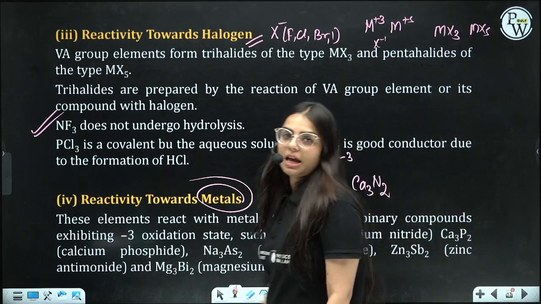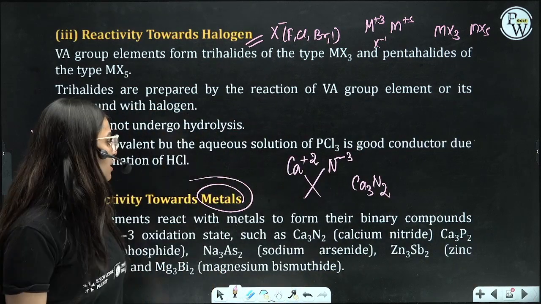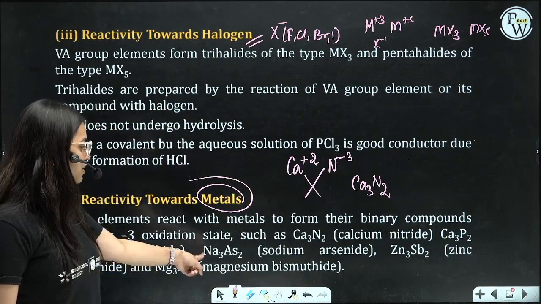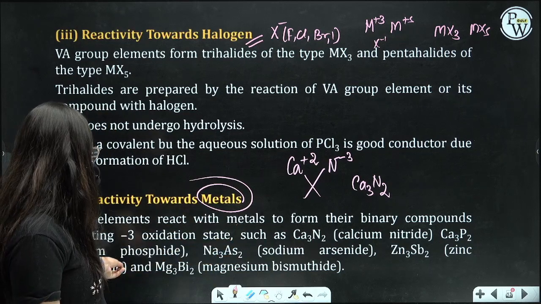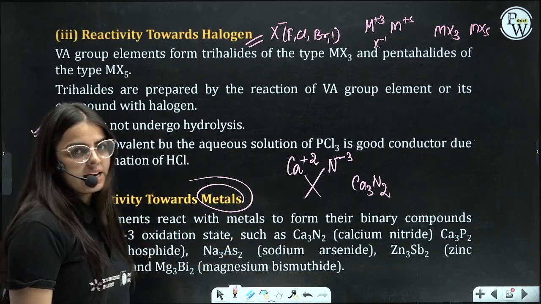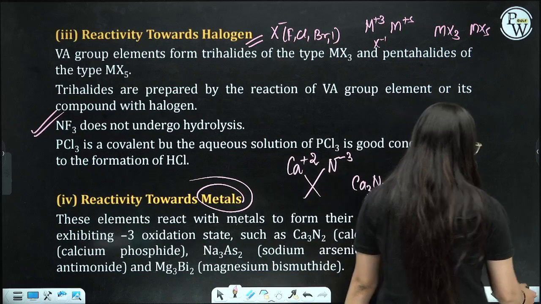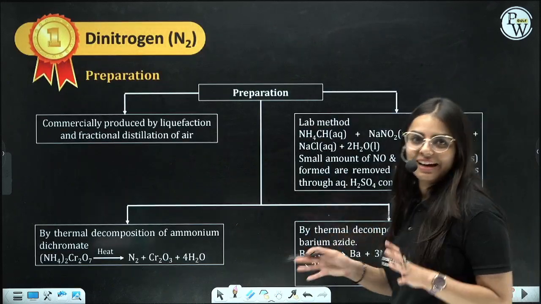That is calcium nitride. Similarly, calcium phosphide, sodium arsenide, zinc antimonide, magnesium bismuthide, right? When they are present in a negative oxidation state, the name ends in -ide, and so on.